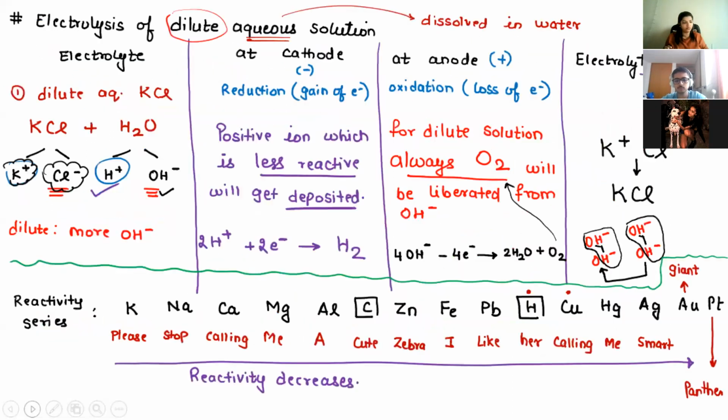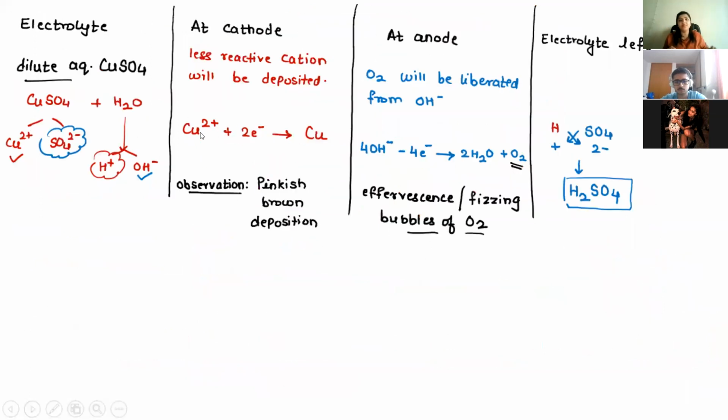But when we do the electrolysis of dilute solution, there is a rule. At cathode there will be two cations, two positive ions, and the cation which is less reactive will be discharged at cathode. We did an example of KCl, so K+ and H+. H+ is less reactive by looking at the reactivity series, so hydrogen will be liberated. And when we did CuSO4, copper sulfate, dilute aqueous, between hydrogen and copper, copper was less reactive, so copper was liberated.